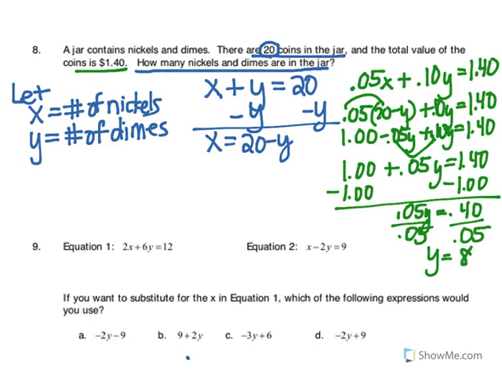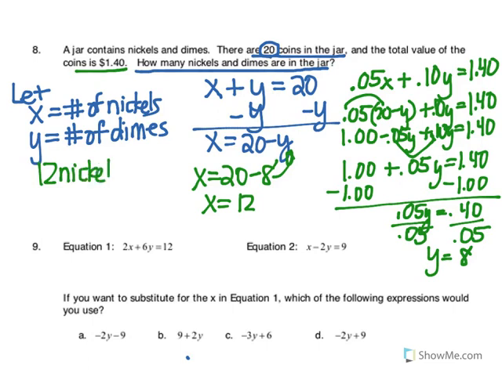So if there's 8 dimes, let's go back up to our original equation. And so x is equal to 20 minus 8. I'm substituting the 8 for that y right there. So x equals 12 nickels. So we have 12 nickels and 8 dimes.